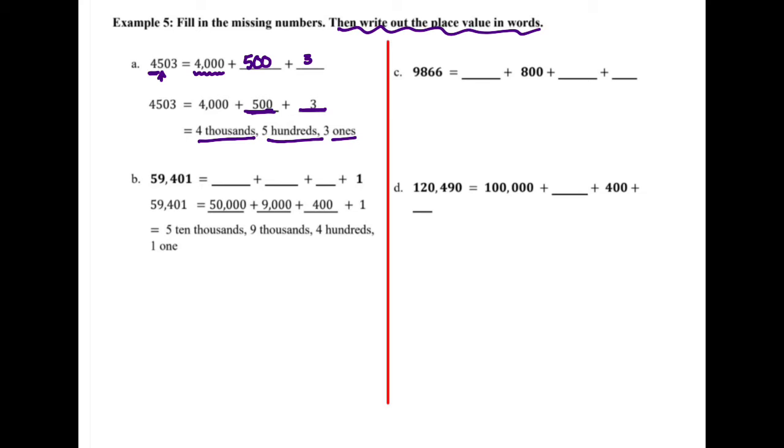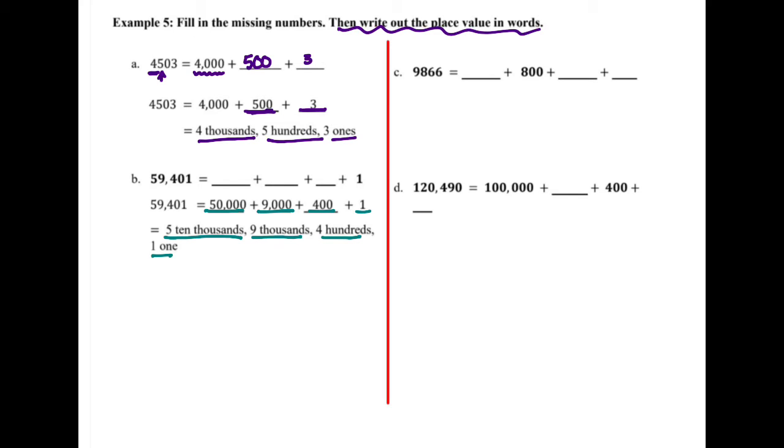Okay, so this next one, notice they did 50,000, 9,000, 400, and the 1 was already there. Okay, it's just like the last problem, so I'm not going to go into too much detail again. Now we have 5 10,000s, 9,000s, 400s, and 1 1. Okay, let's do ours.